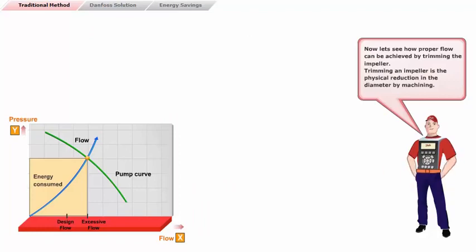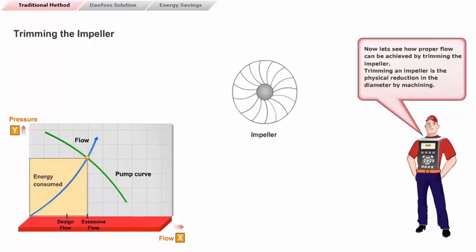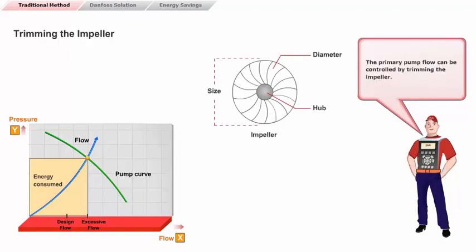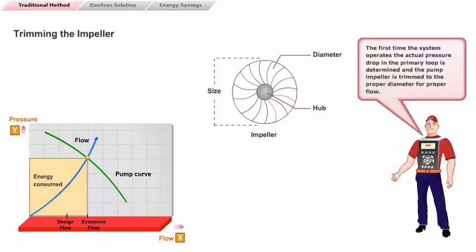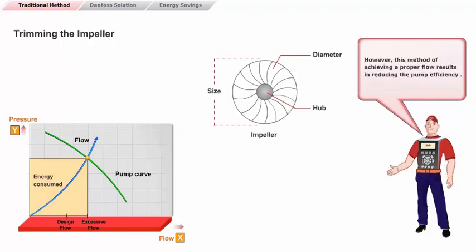Now let's see how proper flow can be achieved by trimming the impeller. Trimming an impeller is the physical reduction in the diameter by machining. The primary pump flow can be controlled by trimming the impeller. The first time the system operates, the actual pressure drop in the primary loop is determined, and the pump impeller is trimmed to the proper diameter for proper flow. However, this method of achieving a proper flow results in reducing the pump efficiency.